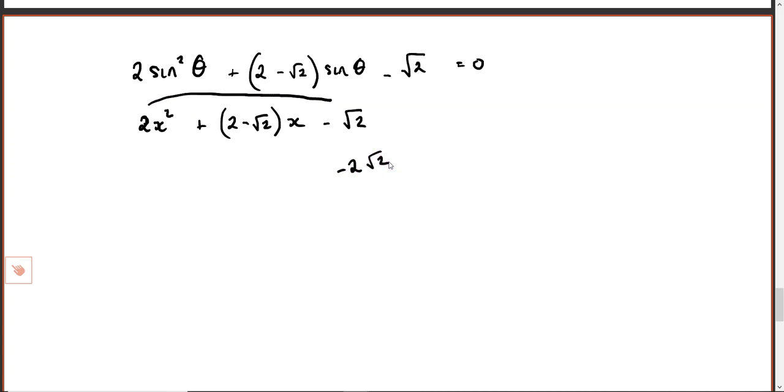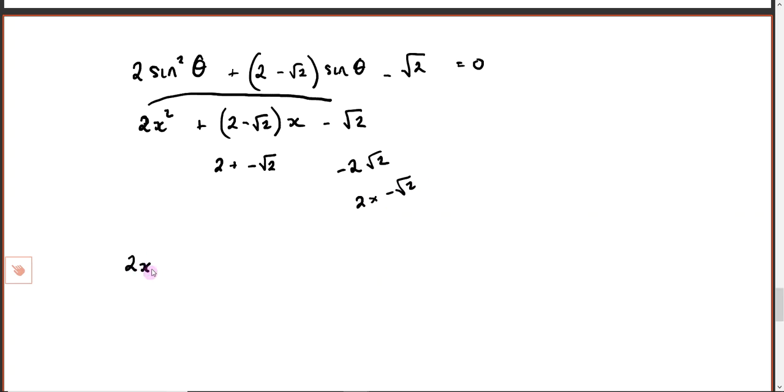Now this is why it looks difficult, but it's actually relatively easy. You've got to find two things that multiply to make that and add to make that. And if I look at it, this is 2 add negative root 2, and this would be 2 multiplied by negative root 2. So that's how I split my term.